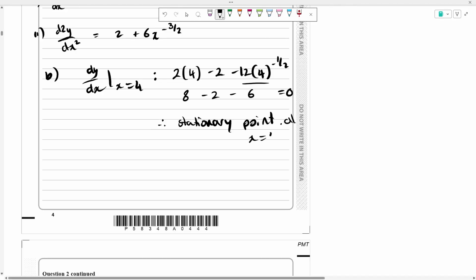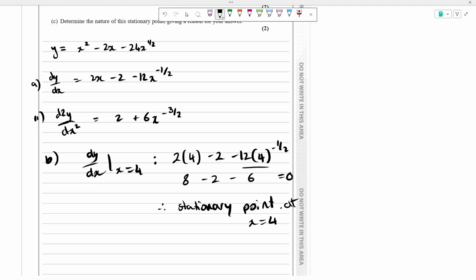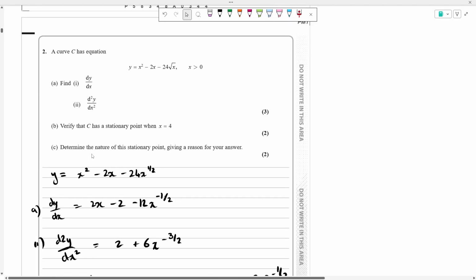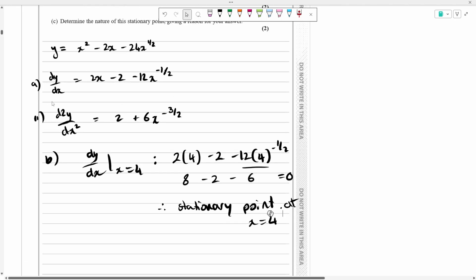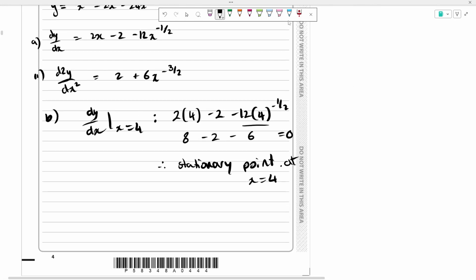At x equals 4. Alright. Part C. Determine the nature of the stationary point, giving a reason for your answer. Okay, so in part A, we've worked out d2y by dx squared. So we're going to substitute x equals 4 into our d2y by dx squared, and that will tell us if it's a minimum point or if it's a maximum point.